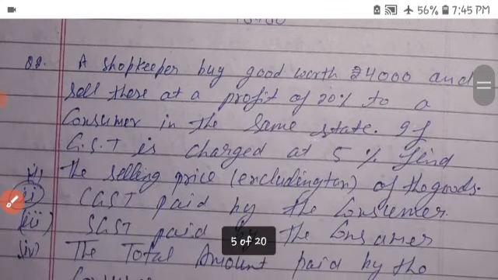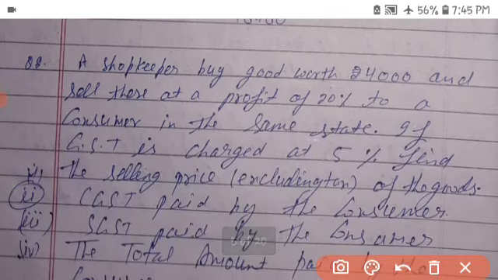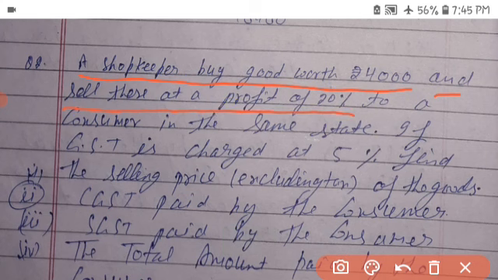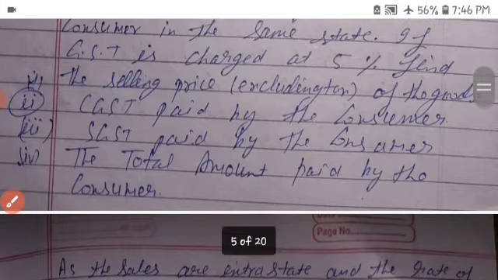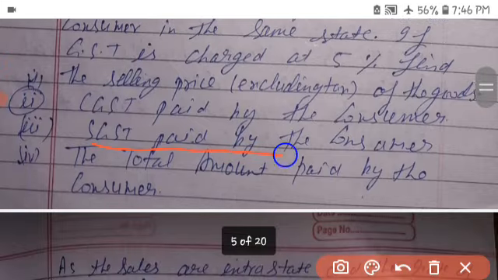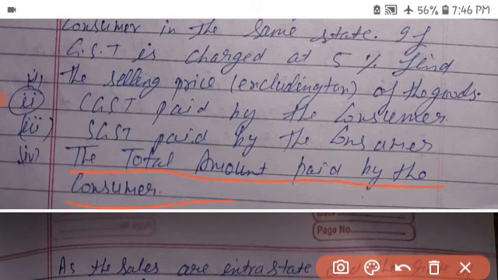Now question number 2. A shopkeeper buys goods worth rupees 4,000 and sells them at a profit of 20% to a consumer in the same state. If GST is charged at 5%, find the selling price excluding tax of the goods, CGST paid by the consumer, SGST paid by the consumer, and total amount paid by the consumer.